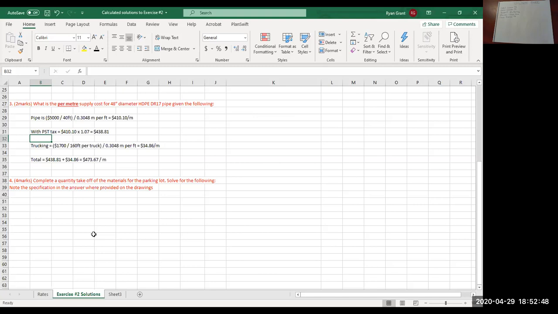Then lastly, I verbally told everyone what unit weights to use for gravels and asphalt. Now I want to make a point of this. I told everyone to use 2.0 tons per cubic meter for base gravel and subbase gravel. And I also said 2.45 tons per cubic meter for asphalt.